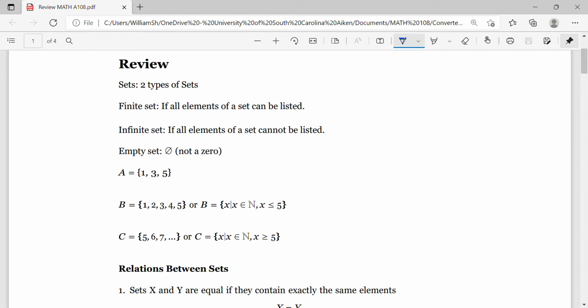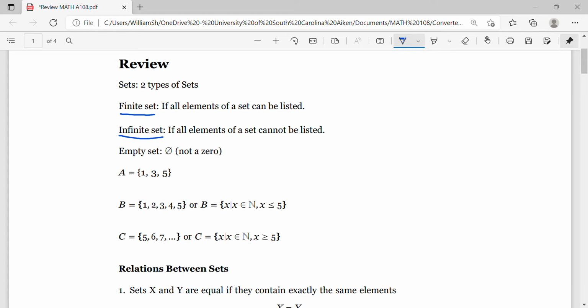There are two types of sets. We have a finite set and we have an infinite set. Okay? A finite set is a set where all the elements in the set can be listed. An infinite set is a set where every element can't be listed because there are just honestly so many of them.